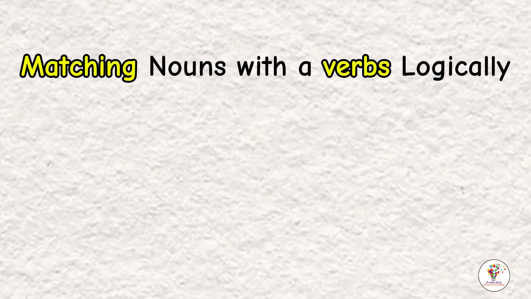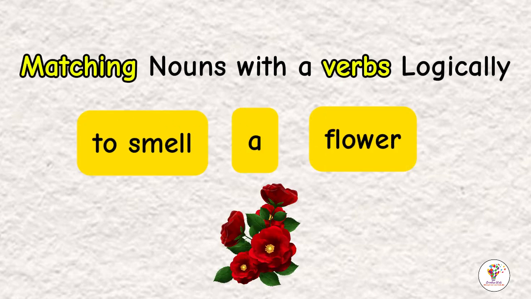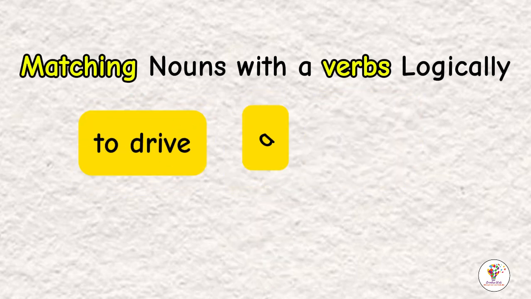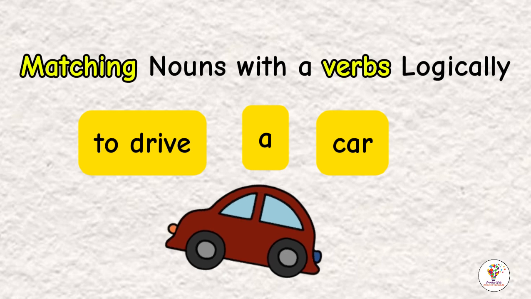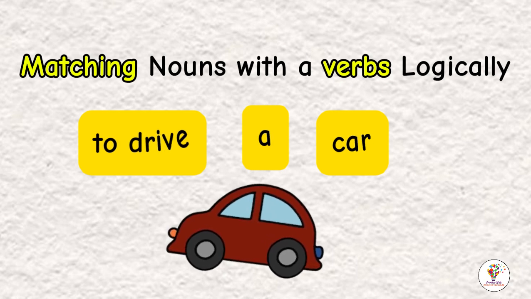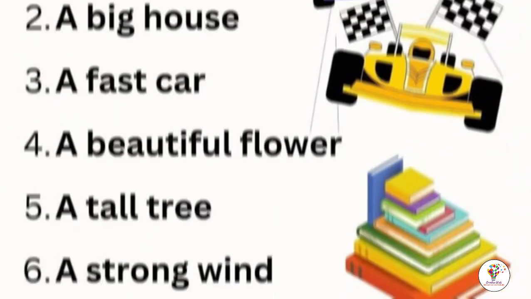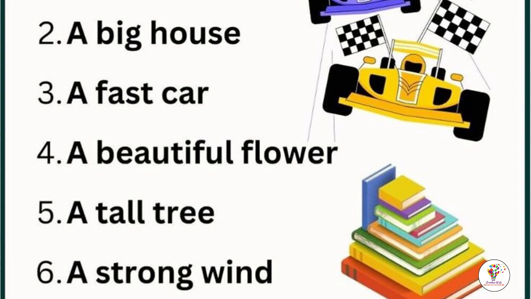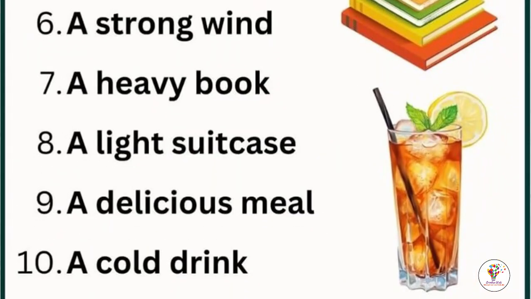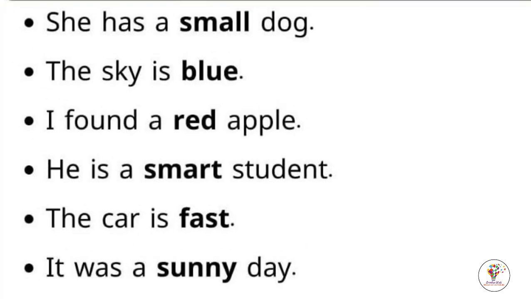So make a strip on which you write to smell a flower, then cut it into three parts, and ask your child to join it. Again, to drive the car, cut the strip into three pieces and ask your child to join it. To read the book, so cut the strip into three pieces and ask your child to join it. The more practice you do, the more effectively your child will come to know the concepts, because if your child knows the application, how to use it, there is no need to remember the definitions.